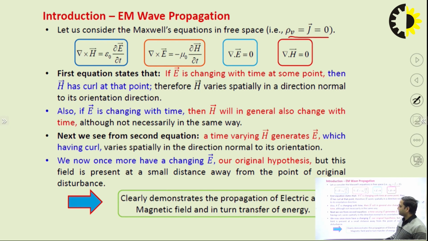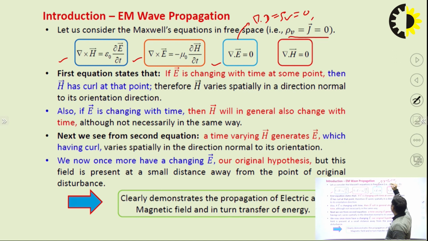So, for free space, del cross H will be equal to epsilon naught del E upon del t, and del cross E will be equal to minus mu naught del H upon del t, and del dot E will be 0, because this is a case of free space where no charge is present. In short, this one is del dot D equal to rho v. This was the Maxwell equation, and rho v is equal to 0.